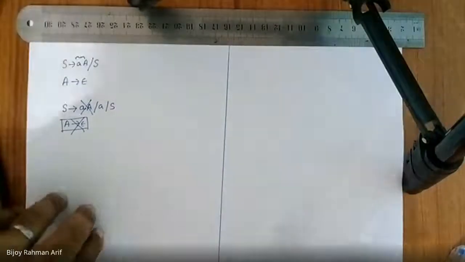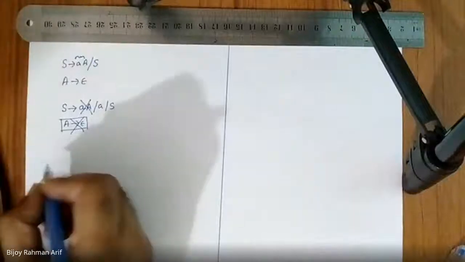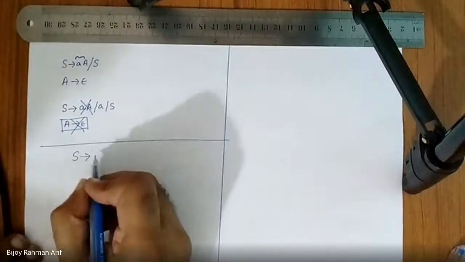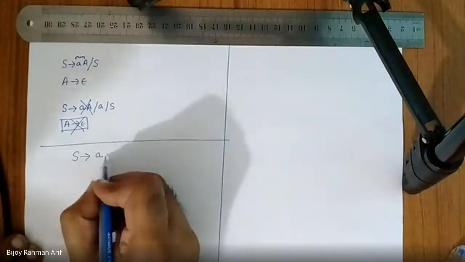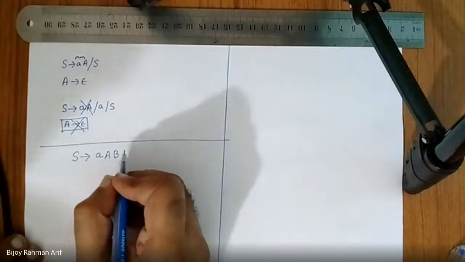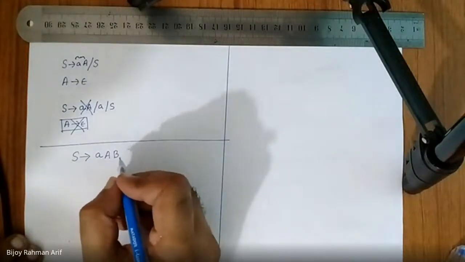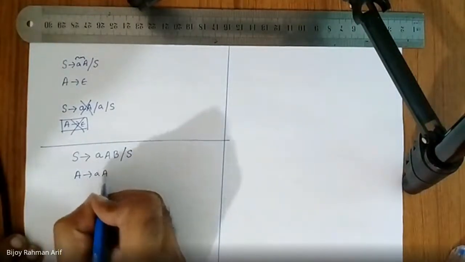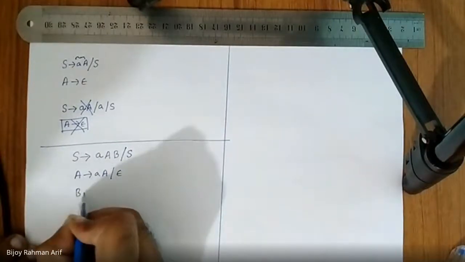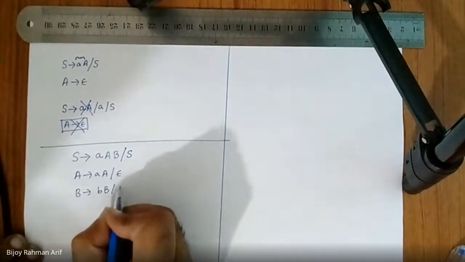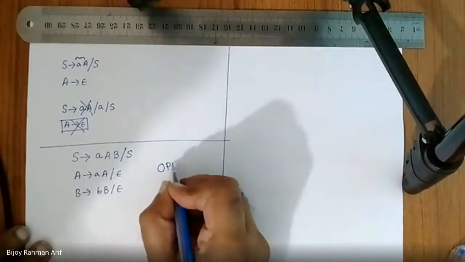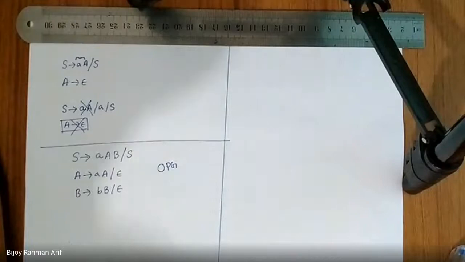So let's take another grammar and try to convert it to OPG. S derives A, AB, or S. A derives AA, B derives BB. All right, so this is the case. So this grammar is not OPG. Am I right? This grammar is not OPG.